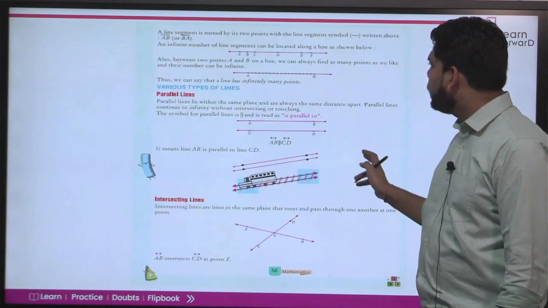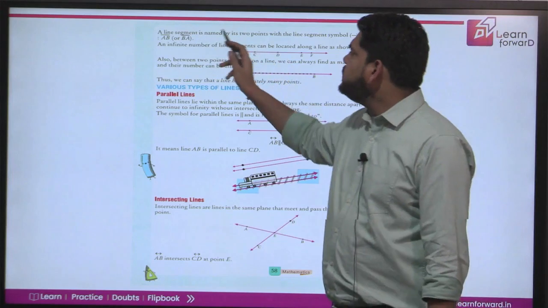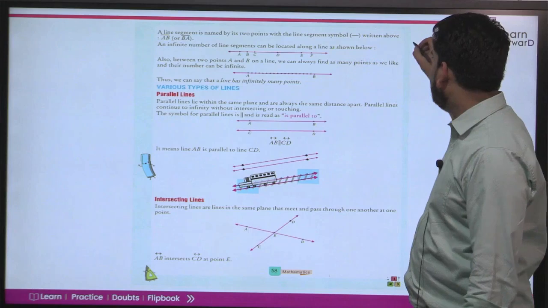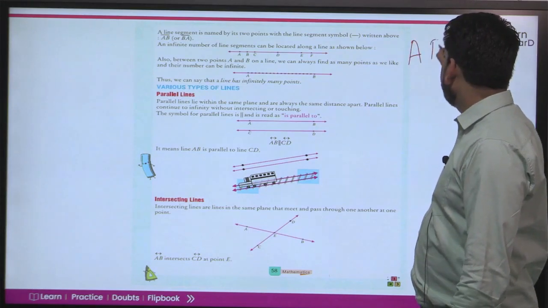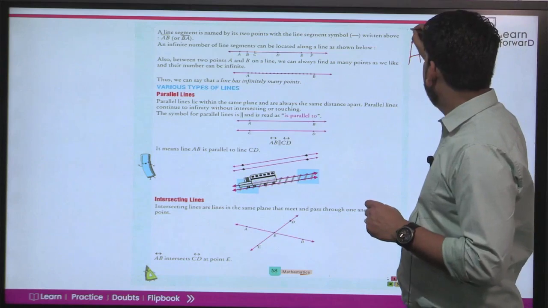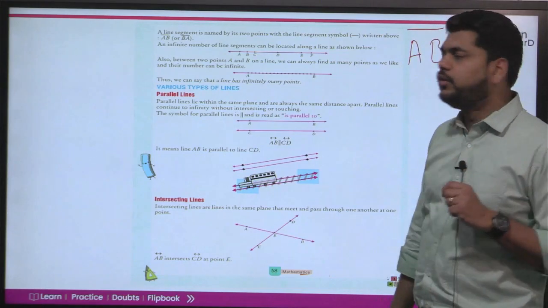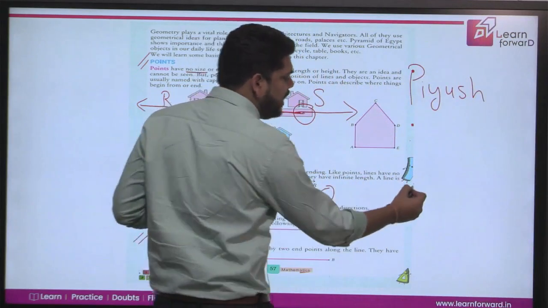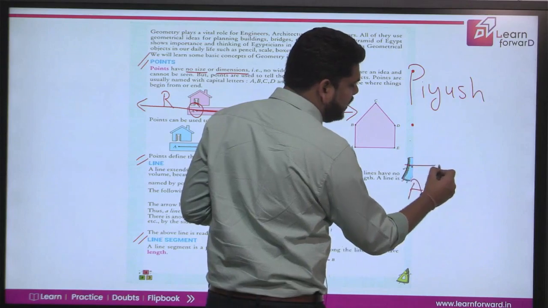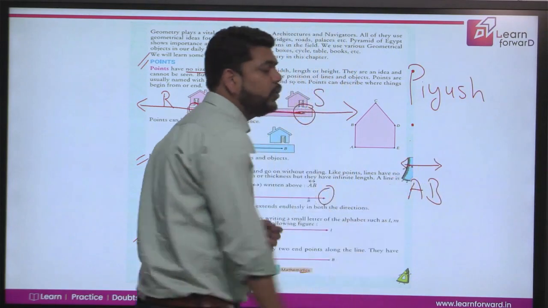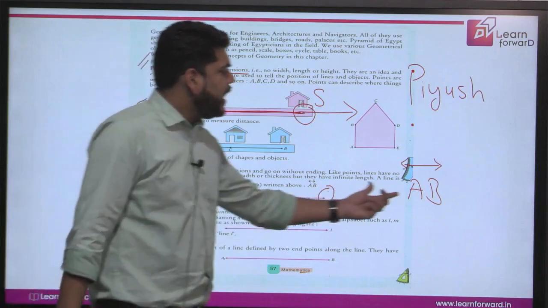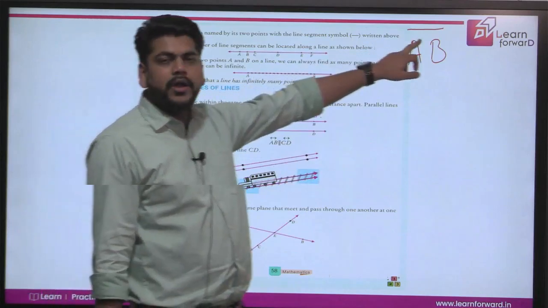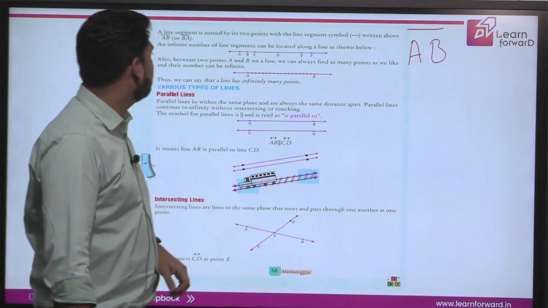Fine. Next concept. A line segment is named by its 2 points with a line segment symbol. How do we write AB? AB is a line segment by drawing a line segment on the top of it. If I talk about the line, how do we represent a line? AB is a line, so I'll put arrows on both the ends. Fine. AB is a line by putting arrows on both the sides, and if there is no arrow, that means it's a line segment. Fine.